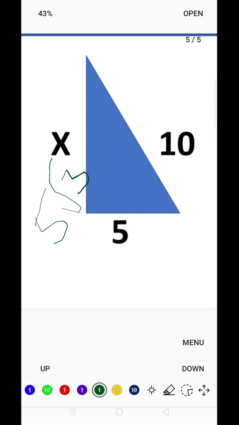You can check it out. I am not working out x as square root of 10 square minus 5 square, but hopefully you can check it. 10 square is 100, 100 minus 5 square 25 is 75. 75 can be written as 25 into 3. Out of 25, 5 into 5, a 5 will come out, and the 3 will remain. So when the base is 5, the perpendicular height will be 5 root 3.